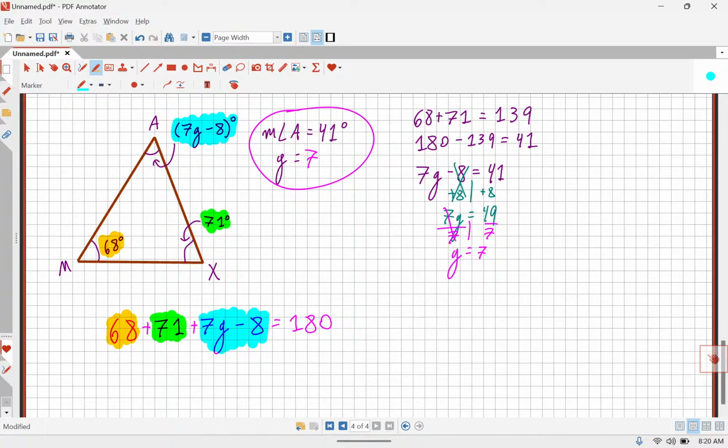When I say teach, I want you to say, okay, what's going on in Izzy's mind? How did she set up this equation to solve for G? Give it a shot and teach.